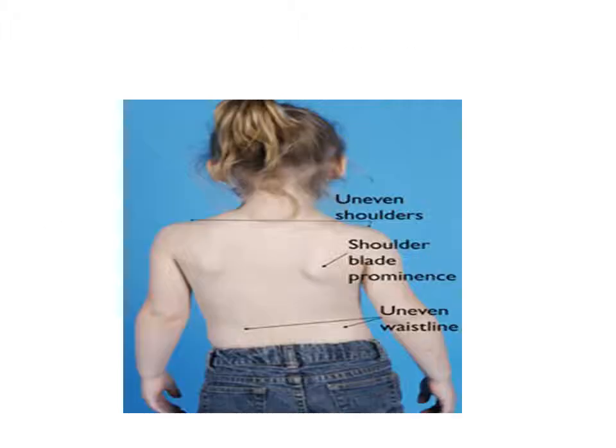with scoliosis as well. So you can kind of see, here's a picture of a little girl with scoliosis. She's got the uneven shoulders, so one's higher than the other. The shoulder blade is sticking out a little bit more, and that waistline is uneven.